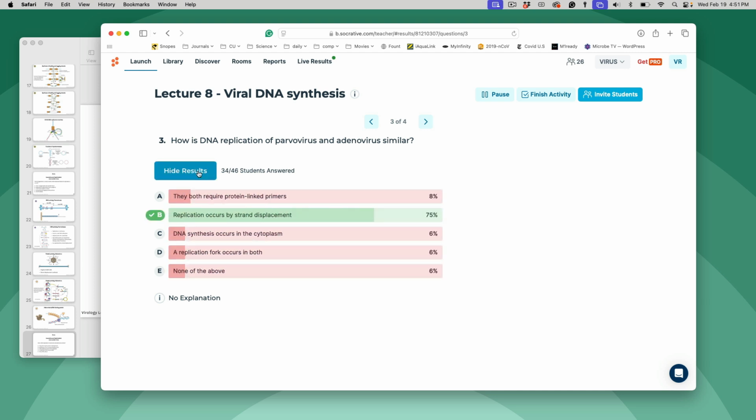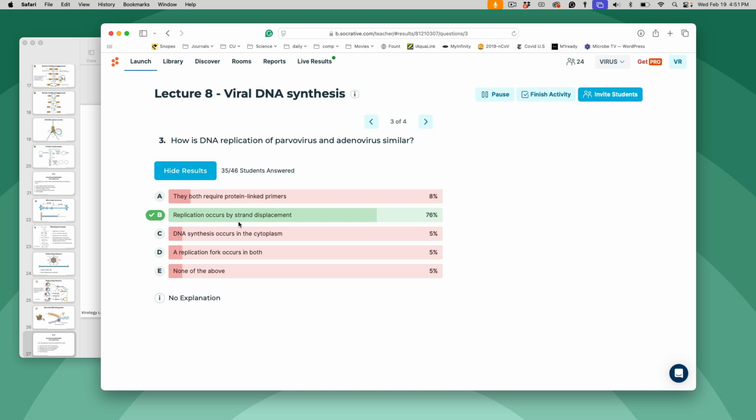Yes, replication occurs by strand displacement. That's what they have in common, right? Parvovirus, strand displacement, adenovirus. They both require protein linked primers? Adenovirus does, but not parvo. It's a DNA primer built in the genome. DNA synthesis occurs in the cytoplasm? I didn't tell you that, but for both viruses, it occurs in the nucleus. A replication fork occurs in both? There's no replication fork in either. It's strand displacement. So that's why it is B.